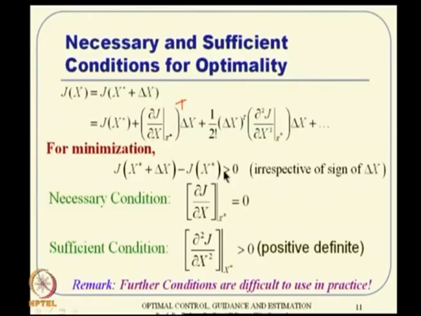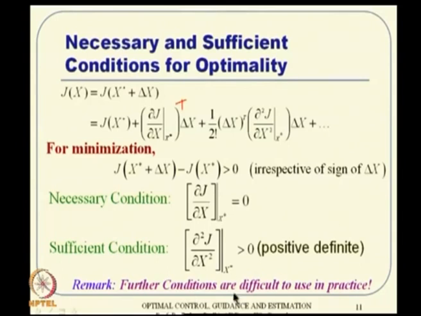As a summary, the necessary condition can be given like this: your gradient vector evaluated at x star has to be 0. Then, whatever candidate solution you get from there, you go to the sufficiency condition and evaluate this Jacobian matrix at all possible values of x star, and see whether the Jacobian matrix turns out to be positive definite or not. If it is positive definite, x star is a minimum solution. If it is negative definite, on the other hand, it is a maximum solution.